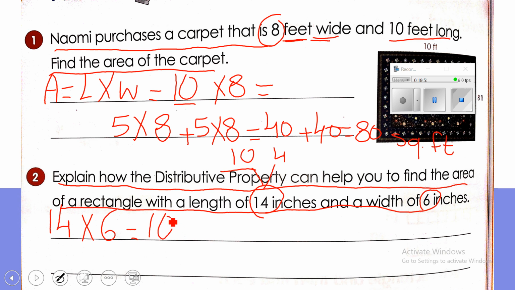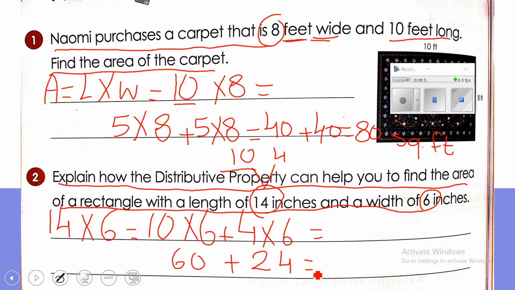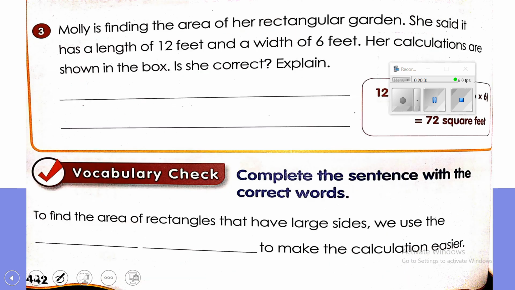10 multiplied by 6 plus 4 multiplied by 6 equals 10 multiplied by 6 is 60, plus 4 multiplied by 6 is 24. I'm just adding. 0 plus 4 is 4. 6 plus 2 is 8. So the answer is 48 square inches. Let's go to the next.